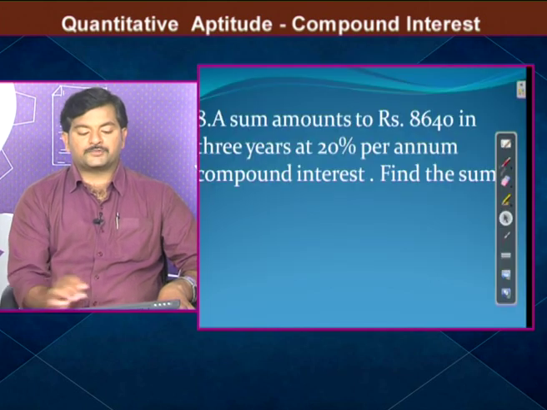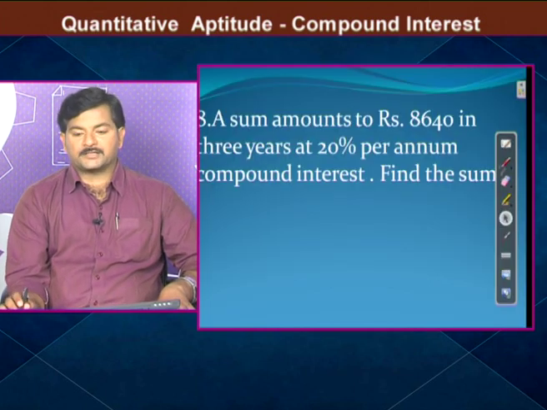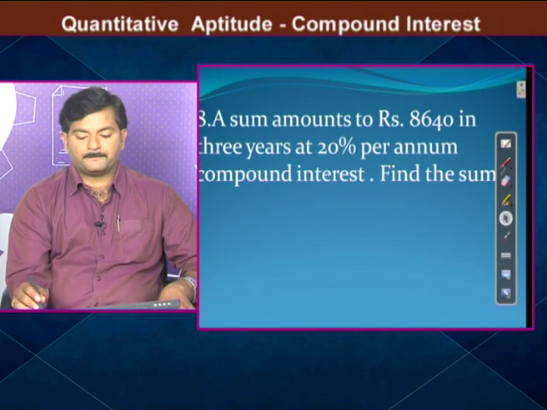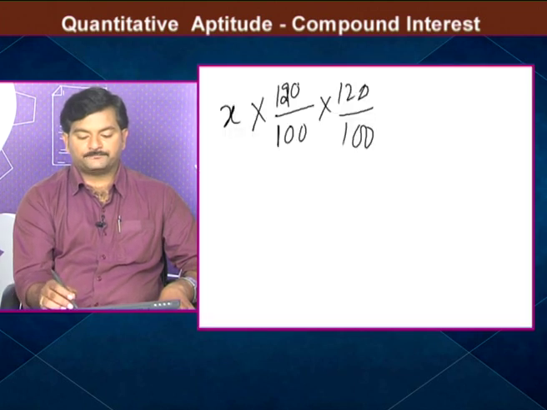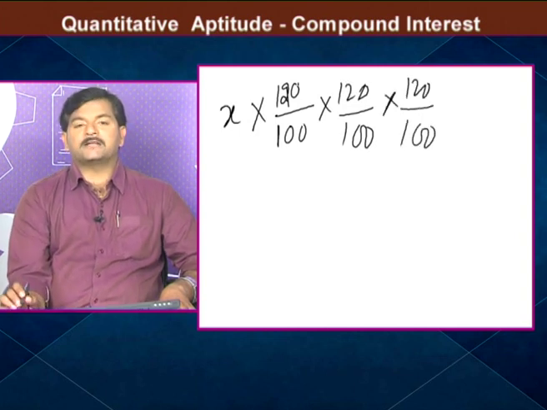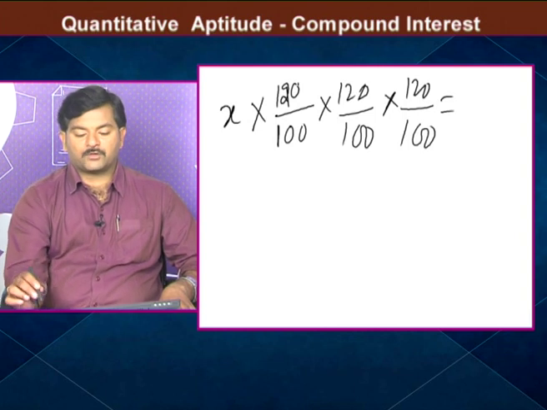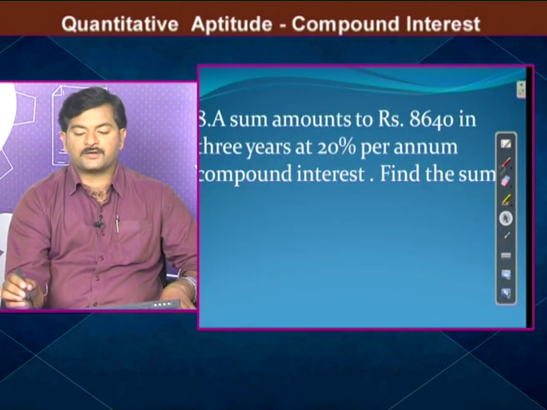For how many times should you take it? We should take it for 3 years. Again, what am I getting? 120 by 100. If I do it like this, I will get the amount. How much is the total amount given? 8640 rupees.